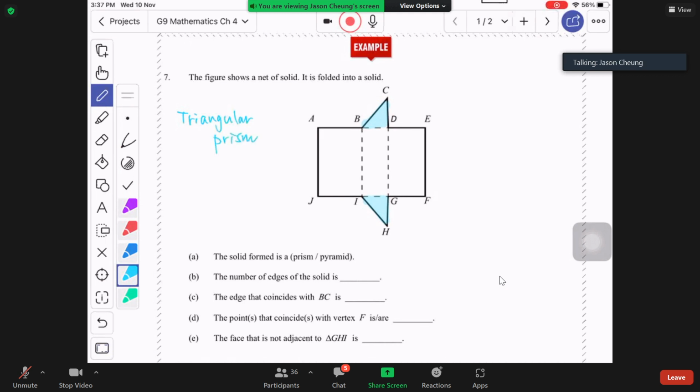All right, this is a prism, and then we know that the base is a triangle, so triangular prism. So therefore, question A, the answer is prism.